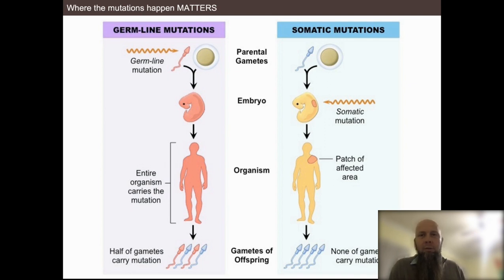I go out to the beach and I don't wear sunscreen and I get a mutation in my arm that gives me skin cancer on my arm. That area of my body is affected, okay? So it's not something that I will pass on to my offspring. It's only in that somatic tissue where the mutation occurred.